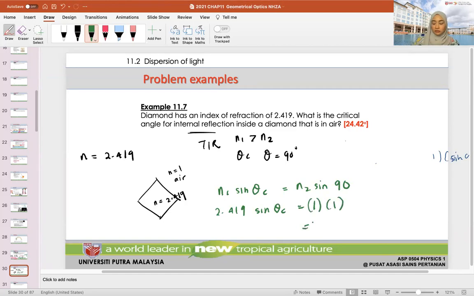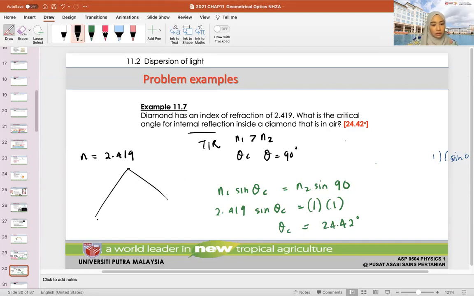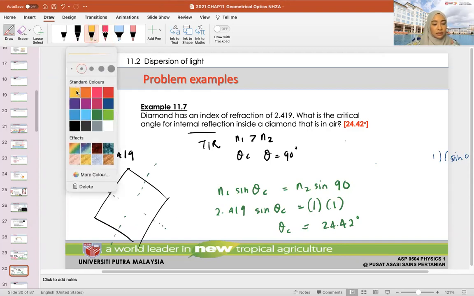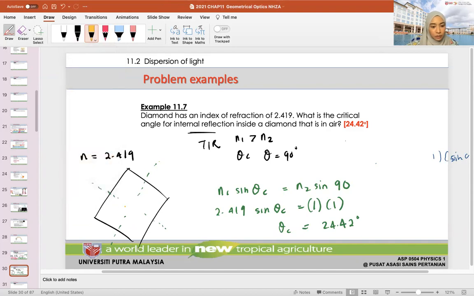Is it? Yeah. So if you use the calculator carefully, you will get the answer 24.42. So, let's say this is your normal. Wait, let's draw bigger. Let's assume this is a diamond. So your normal depends on your surface, right? Okay, depends on your boundary. So let's say this is my light, which is yellow. So inside the diamond, it has to be greater than 24.42 for internal reflection to happen.